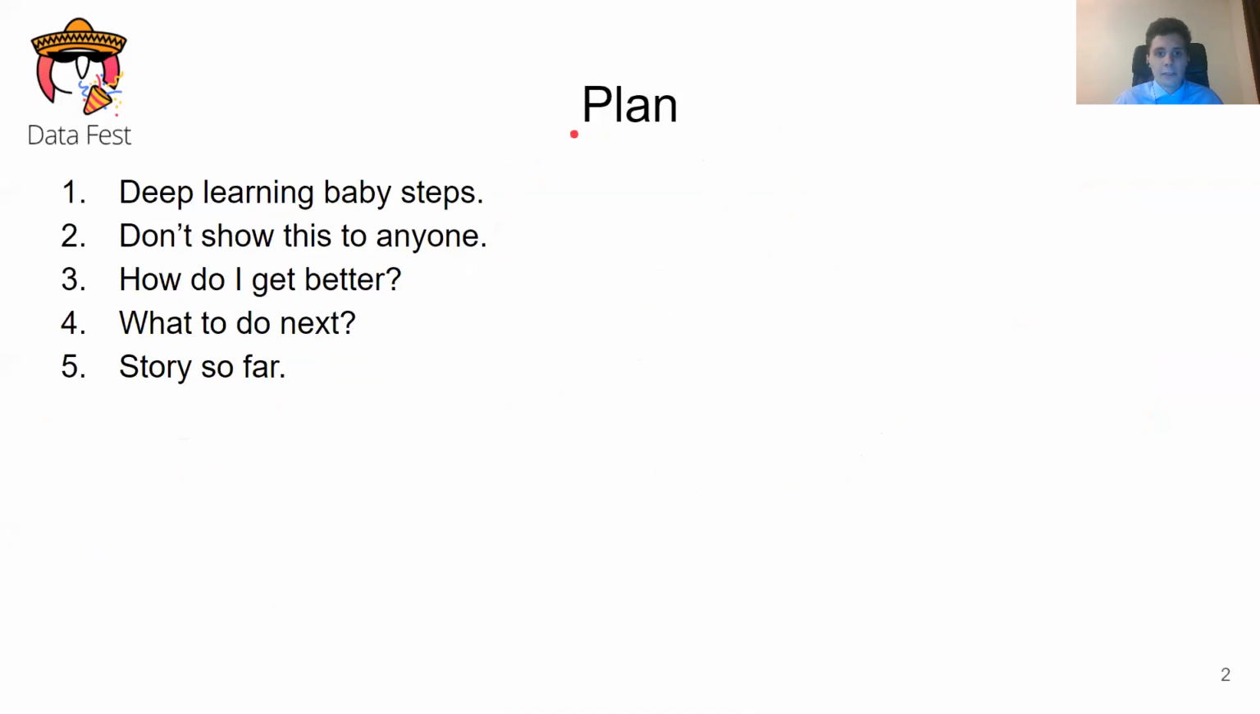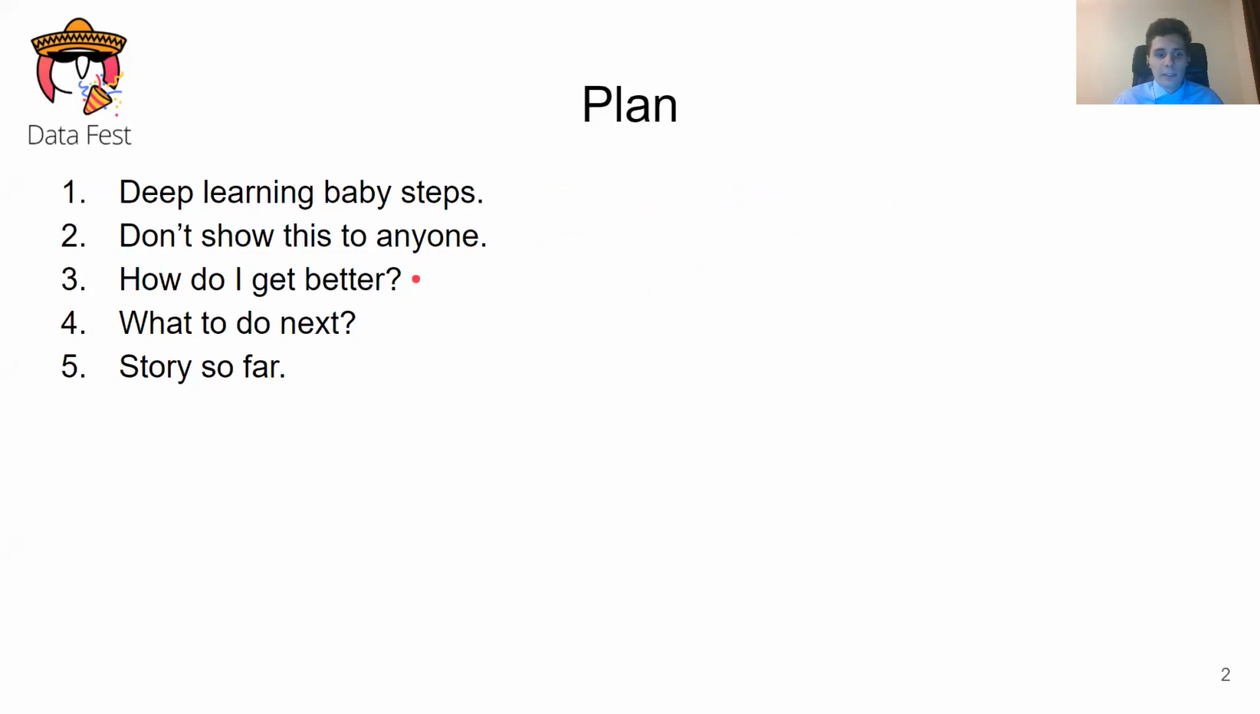So the plan of the talk is the following. First I will start with deep learning baby steps. In this section, I will tell how I was starting out in the field of deep learning in terms of how I should write my code and how my pipeline should be structured. Then I will proceed with "don't show this to anyone." In this section, I will provide an example of a bad deep learning pipeline.